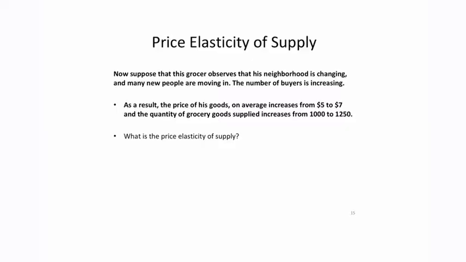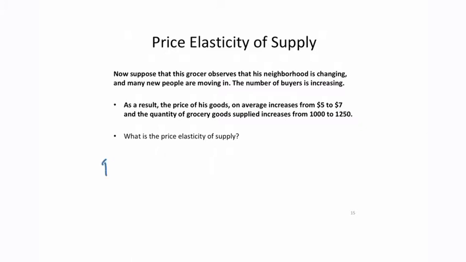Okay, so now let's think about the price elasticity of supply. Here, we have a situation where the same grocer is observing that his neighborhood is changing, and there's more and more people moving in, and therefore he sees that on average, the price of his goods are rising from $5 to $7, and that the quantity he has to supply is increasing from 1,000 units to 1,250 units. So, what is the price elasticity of supply?